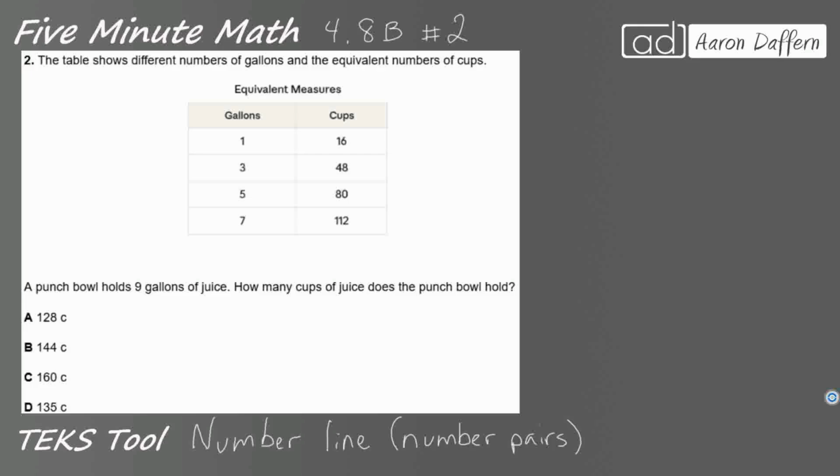Hello, and welcome to 5 Minute Math. Today we are looking at the TEKS tool number line. We are working with number pairs and a problem related to TEKS 4.8b. We will solve it in 5 minutes or less.